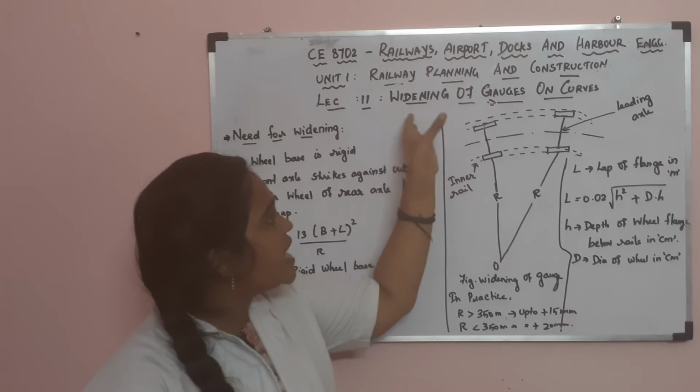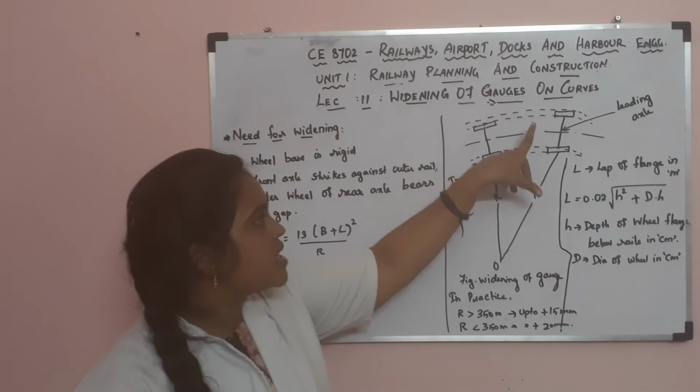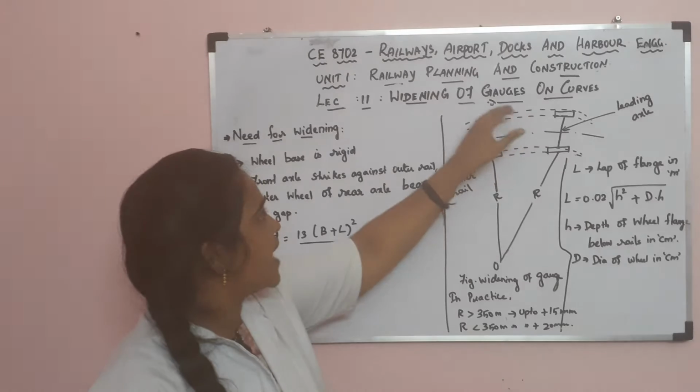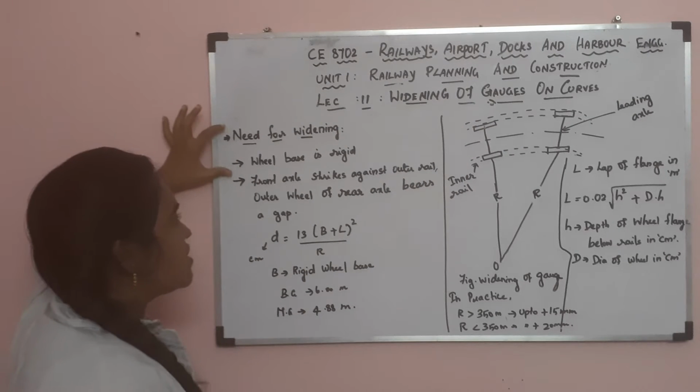of gauges. The gauge is widened on curves. So gauge is the distance between two rails, that is gauge. So the gauge is widened on curves. So what is the need for this widening?